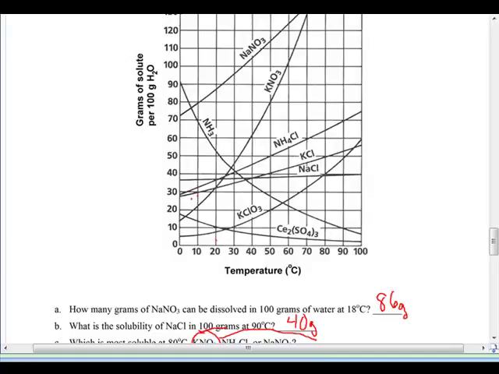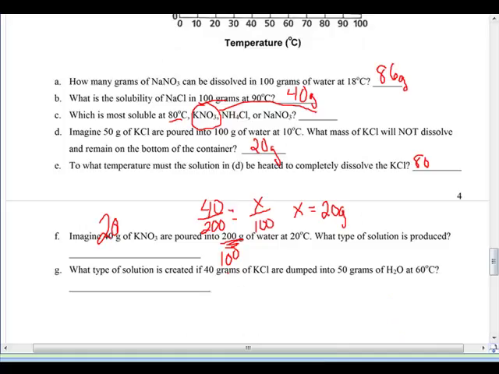So we've got 20 degrees, we've got KNO3, and we dissolved, we said 20. 20 in 100 is the same as 40 in 200. And then it says, what kind of curve is that, or what kind of solution is this? Well, it's under the line. Here's the line, and it's under. So this is going to be an unsaturated solution.